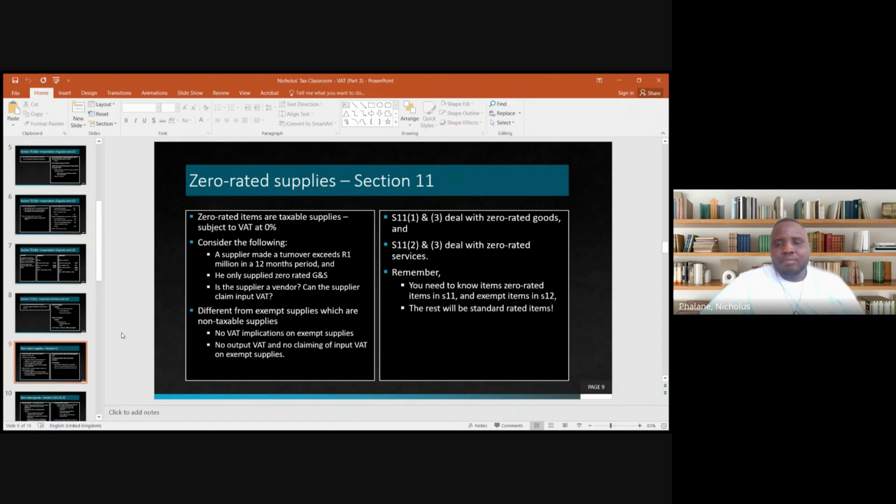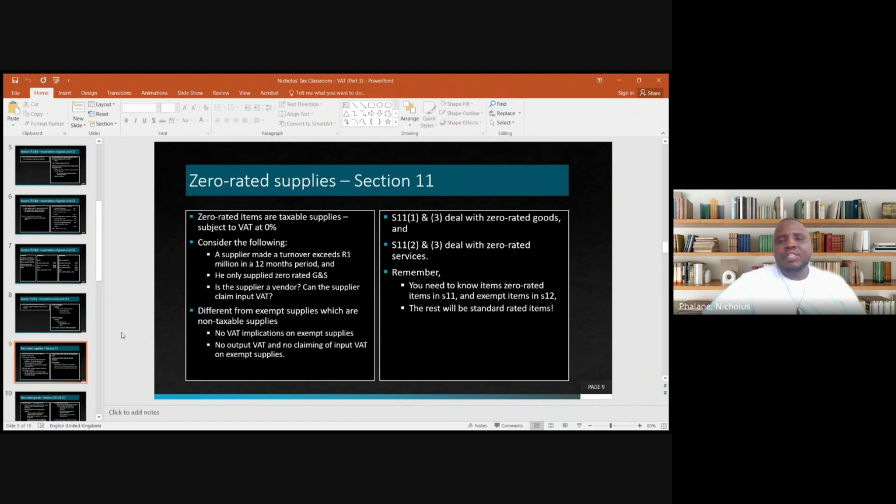And remember, I've discussed this in part 1 of VAT: when you look at supplies, you have your taxable supplies and your non-taxable supplies, right? Under taxable supplies, we have standard rated and zero rated supplies. And then your non-taxable supplies are your exempt supplies, right?